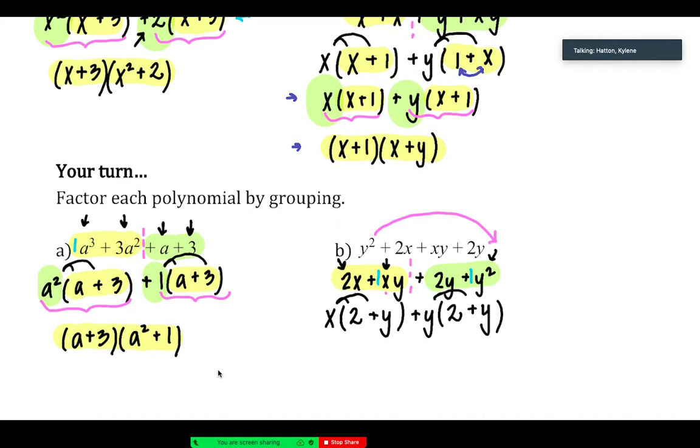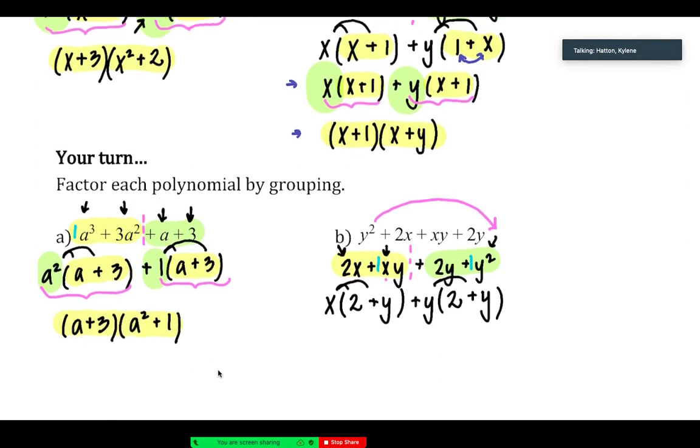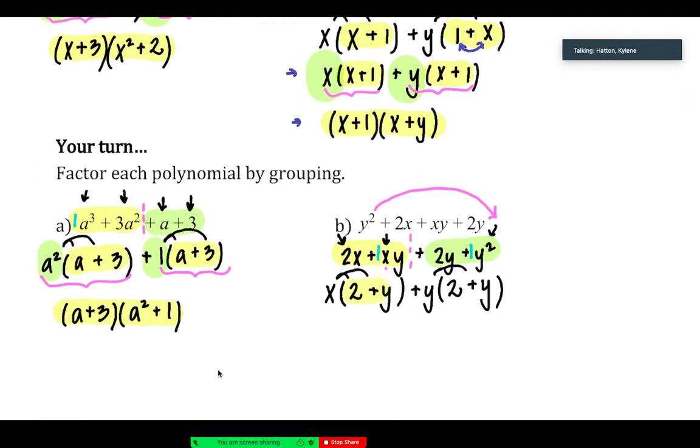This is the point where, if you didn't end up with the same thing in those 2 binomial parentheses, you would want to go back and check the way you ordered it. You may have ordered it a different way than I did originally and still gotten to the right answer, which is okay. So now we have these common binomial factors. These are my 2 terms, the x times 2 plus y, and then the y times 2 plus y. So I'm going to factor out that common binomial factor from each one. If I pull that 2 plus y out, that comes out in front. When I pull it out of the first term, I'm left with x. When I pull it out of the second term, I'm left with y. So in my second parentheses would be x plus y.